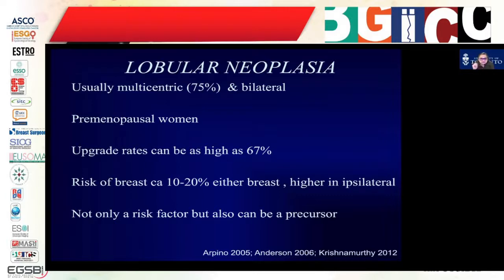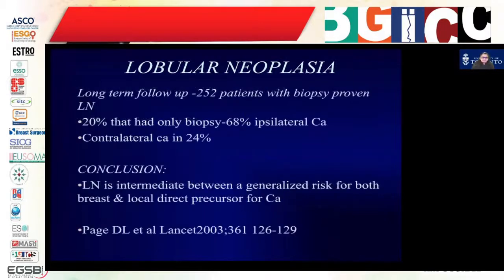The risk of breast cancer is anywhere from 10 to 20%, and it is higher, obviously, in the ipsilateral breast. So you have to understand that this is a high risk lesion, which means it predisposes the woman to develop breast cancer not only in the same breast, but also in the contralateral breast. And it may not be lobular, it can also be a ductal cancer, right? And it can also act as a precursor.